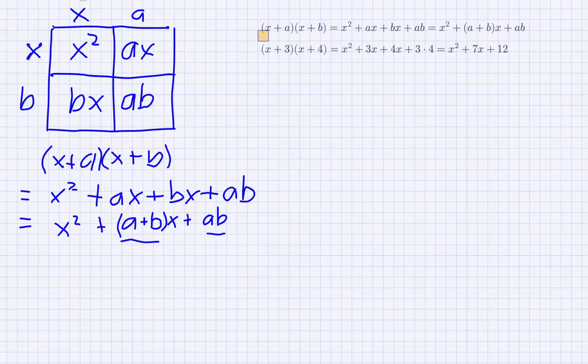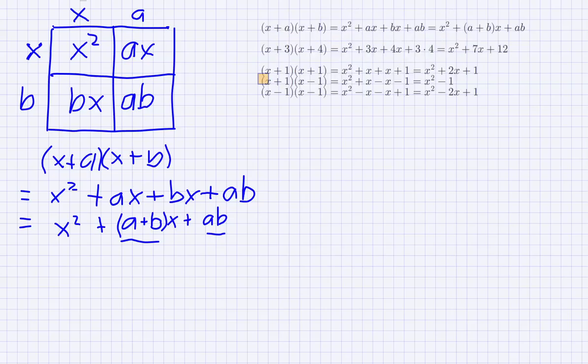We can do x plus 3 times x plus 4. We can do x plus 1 times x plus 1. x plus 1 times x minus 1. x minus 1 squared, or x minus 1 times x minus 1. We can expand that out using the same kind of diagram. Or x plus a times x minus a, which is a handy one. Or x plus a times x plus a, which is another handy one. So basically we can do this algebra by using the ideas from this box multiplication.